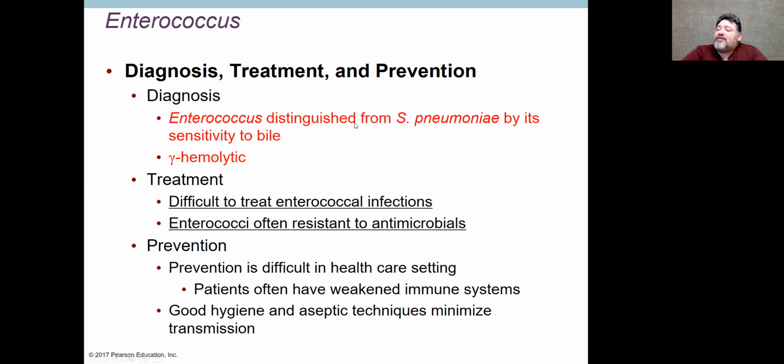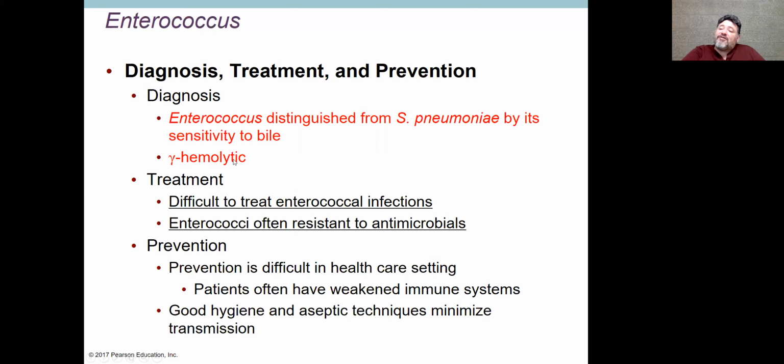The diagnosis, it is distinguished from Streptococcus pneumoniae by the fact that Enterococcus is not sensitive to bile. Okay, I know that this sentence is weird. This is the way that the author has it on here, but think about it. Enterococcus is a gut microorganism, and it is around the presence of bile. So therefore, Enterococcus is not susceptible to bile. By contrast, Streptococcus pneumoniae, which is not exposed to bile ever, is sensitive to bile. So this is important to know.